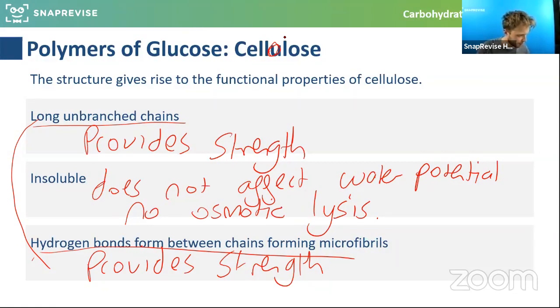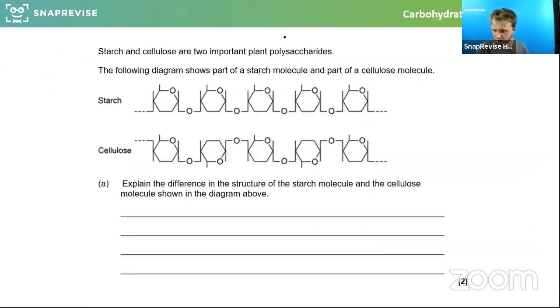Excellent. I'm fairly happy with this. So let's have a go with one last little question for you to have a go at, just because this one always catches people out. Explain the difference in the structure of the starch molecule and the cellulose molecule shown in the diagram above. Be very careful with this word structure. Explain the difference in the structure of starch and cellulose. See if you can work stuff out. Let's have a go. Yeah, good point, Mark Jones. Don't spell mitosis and meiosis wrong.